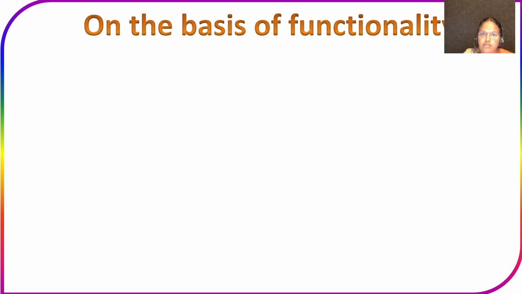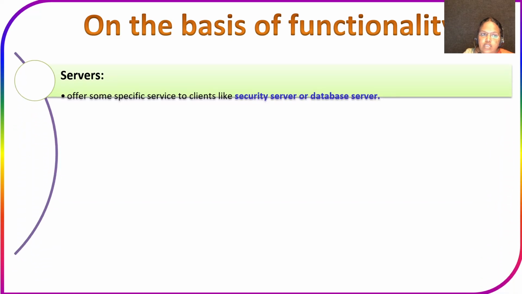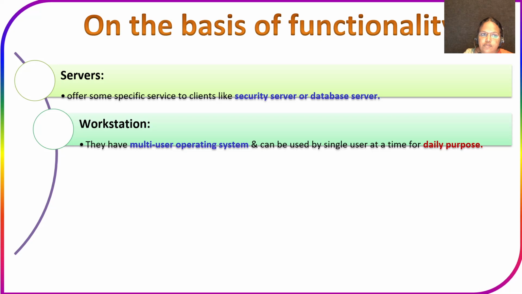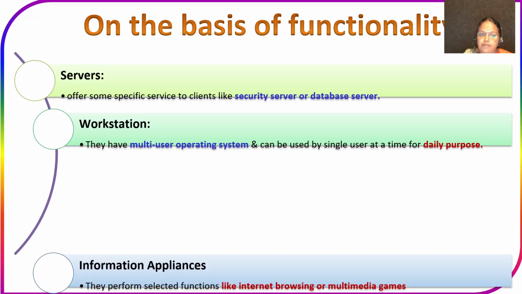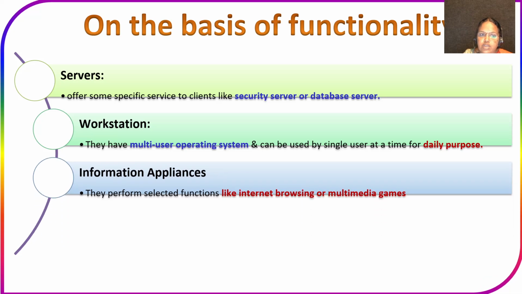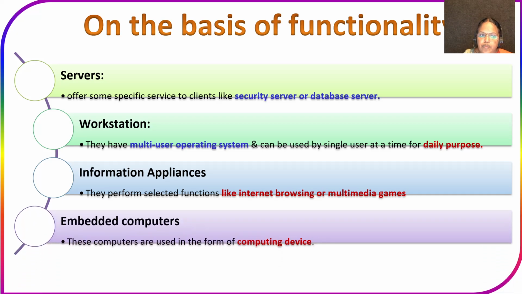And the third category is on basis of functionality. It is classified into some types. First one is a server. It offers a specific service to a client. It provides a security server or a database server. Workstation, having a multiple user operating system, can be used by a single user at a time for daily purposes. And the third one is information appliances. It is used for selected functions like internet browsing or playing games. And the last one is an embedded computer. The computers are used in the form of a computing device. So the computers are classified on basis of size, function, and types.